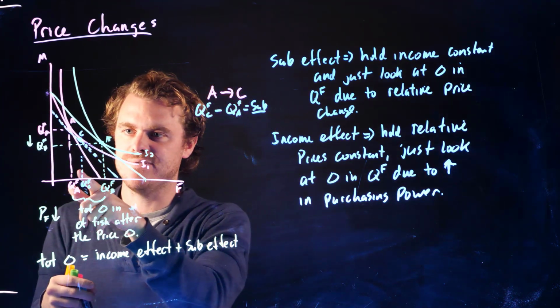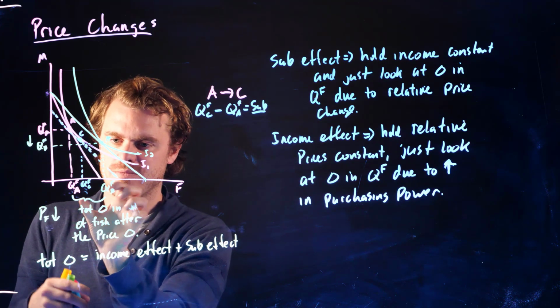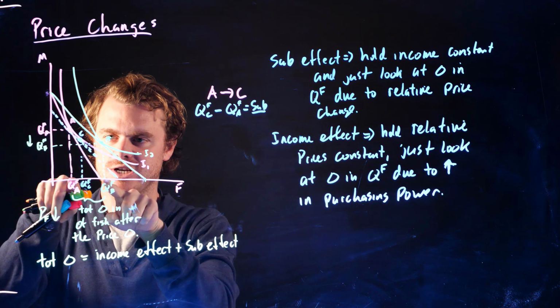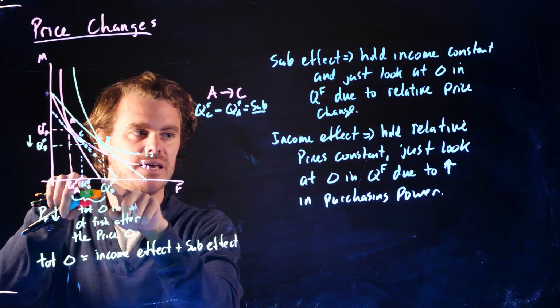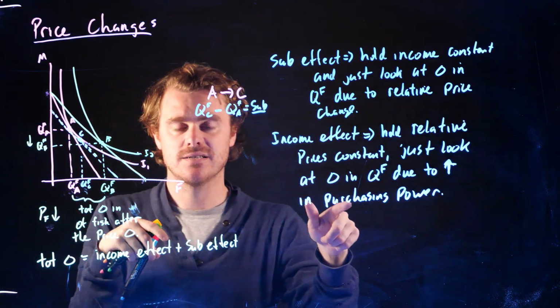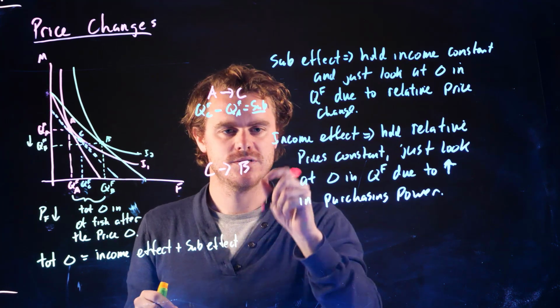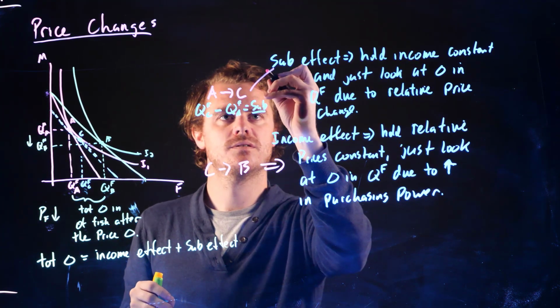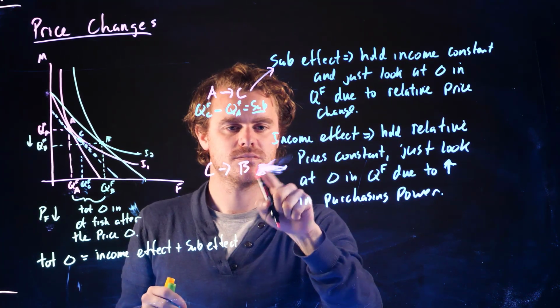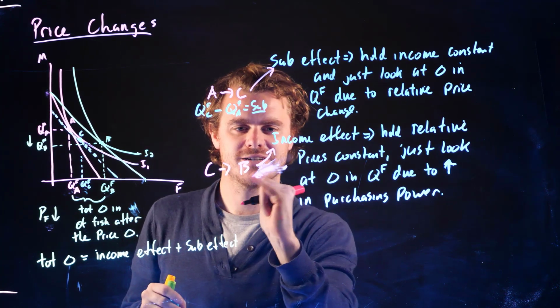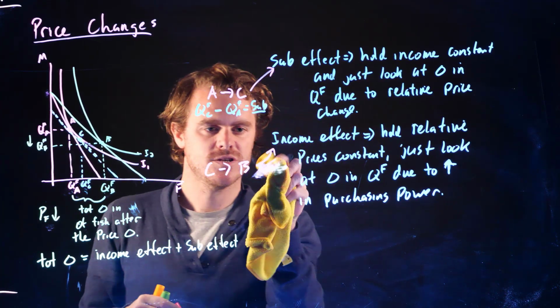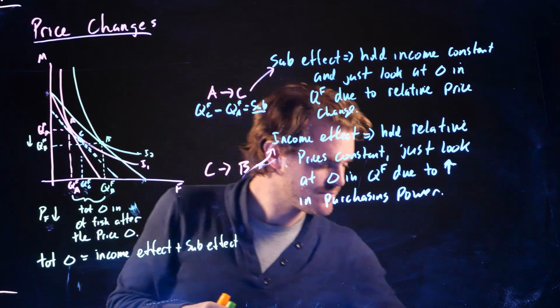And then what's left of the total change, remember this distance here is the total change, is C to B, and that's the income effect. It's getting really messy, sorry. So that's the income effect.